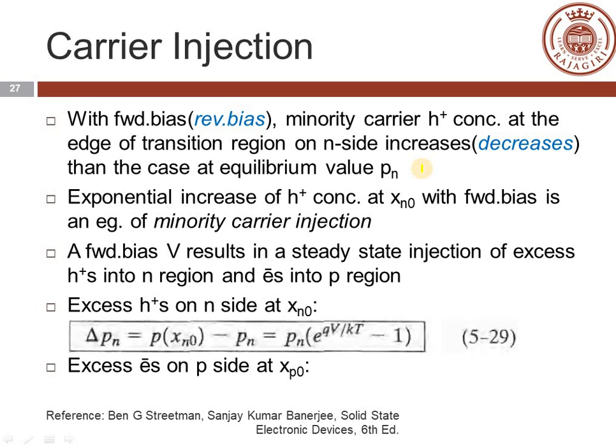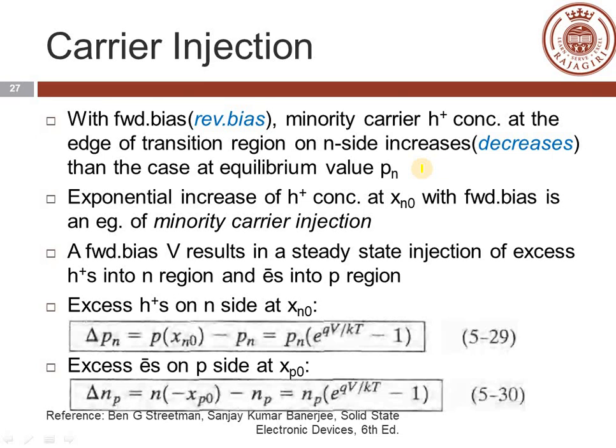Excess electrons on the p side at minus xp0 can be written as delta np equal to n of minus xp0 minus np. Here delta np is the initial excess electron concentration at the p edge, where n of minus xp0 is the electron concentration at minus xp0, and np is the equilibrium electron concentration in the p region, which is equal to np into e to the power qV by kT minus 1. These are based on the equations discussed earlier.